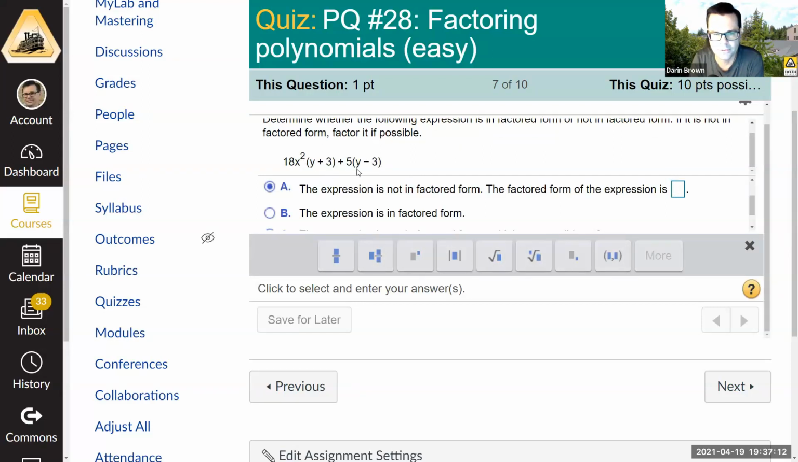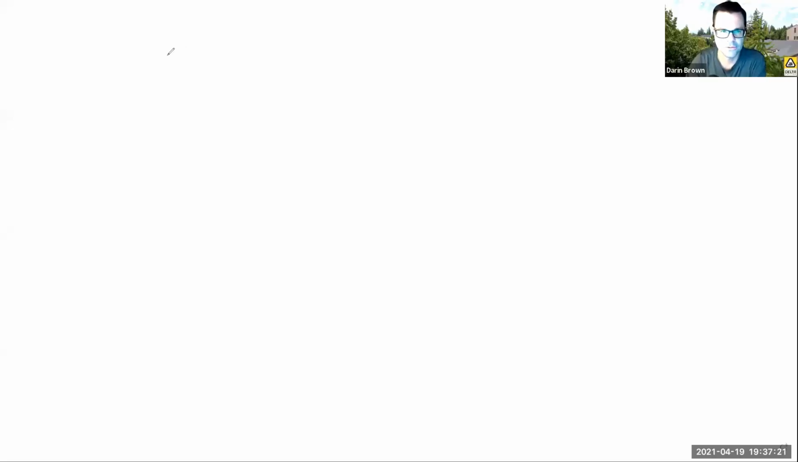18x squared y plus 3. Okay, well, let me just copy this. Let's see, it was 18x squared y plus 3, and then plus 5y minus 3, plus 5y minus 3. Okay, this is not working. Just a minute.